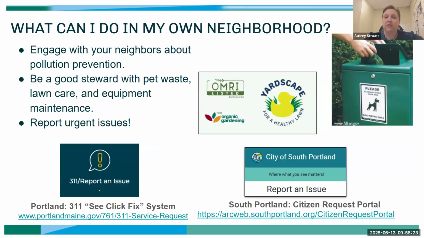What can you do in your own neighborhood? So engage with your neighbors. Yes, you can absolutely call us and report complaints, and you should. At the bottom of this slide, I've included the links for both Portland's and South Portland's response systems. Please report it. But engage with your neighbors. Talk to them about what you see. Use some of the information that you can get from the Conservation District's Yardscape program to help give them ideas about what they could do to their yard instead of fertilizing their grass, right? Which again, is sort of a different topic.